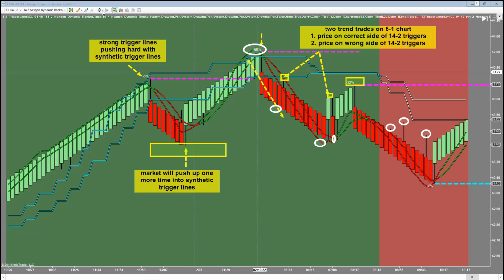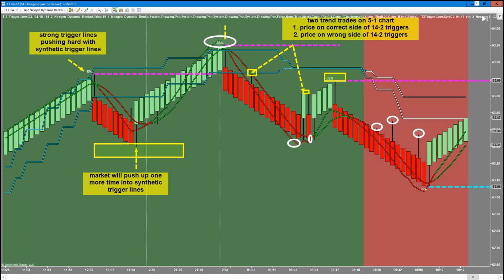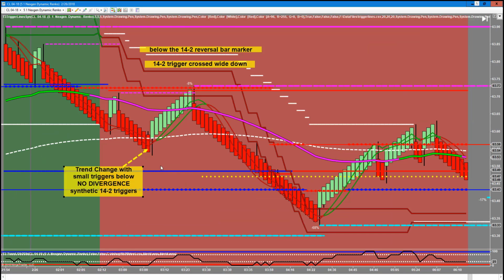All right, so let's tie all that together. What I'd like to do is have you take a look at this 14-2 chart. We've got divergence at the top, strong triggers up. The market makes a retracement. The market retests the synthetic triggers with divergence. And really, this is all the pre-setup for us for a full trade setup. So all of those things come into play, and then we get the opportunity to take a look at our smaller chart and pull all of the pieces together.